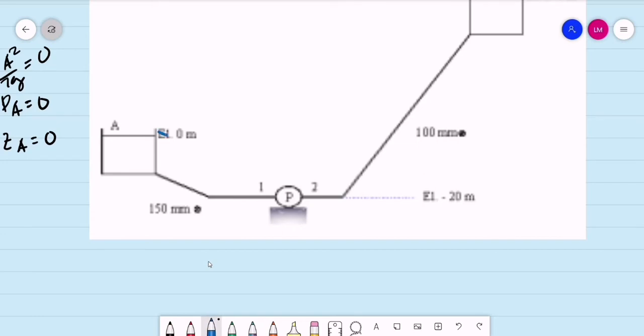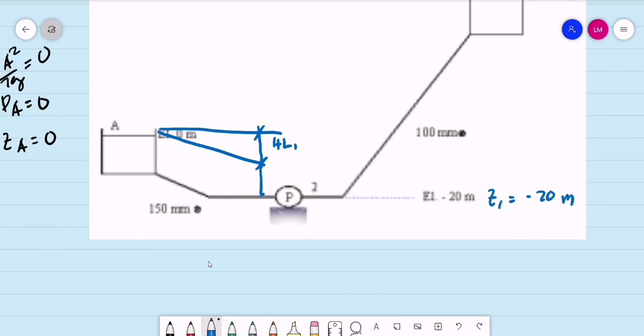So, let's say ito yung energy grade line from A to 1. Okay, bumaba yung energy grade line dahil yun sa head loss sa 1. Okay? So, ano naman yung mga remaining energy heads dito sa 1? So, nandito yung kanyang elevation. Yung elevation ni 1, the elevation of point 1 is negative 20 meters. Okay, mas mababa siya ng 20 meters kaysa kay A.